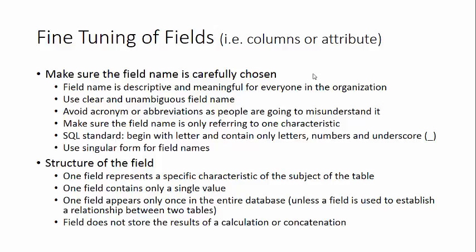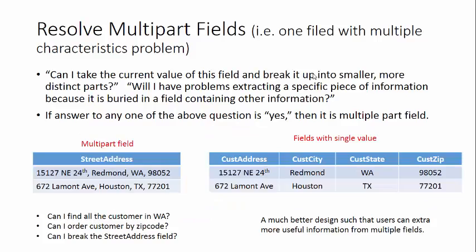And there are some common problems when one or more of the properties are violated. So here are some examples. Multiple part fields. That is one field with multiple characteristic problems. For example, for a particular column or field, ask yourself the following two questions.